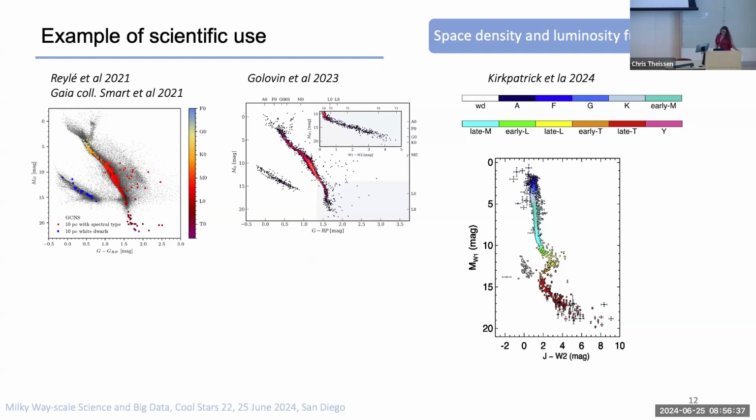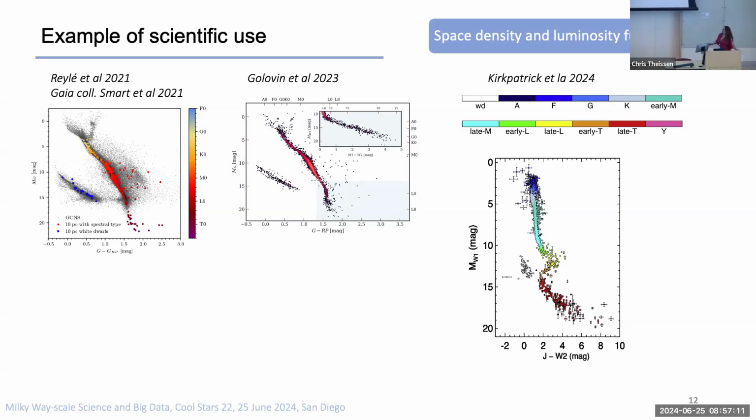So now some examples of scientific use of this catalog. I plotted the color absolute magnitude diagram of the different samples. Gray is 100 parsec superimposed with 10 parsec in color. This is the CNS5 here in the Gaia band. And here you have the continuation in the substellar regime in the WISE band. And here you also have the full sequence in the near-infrared and mid-infrared bands, at 20 parsec.